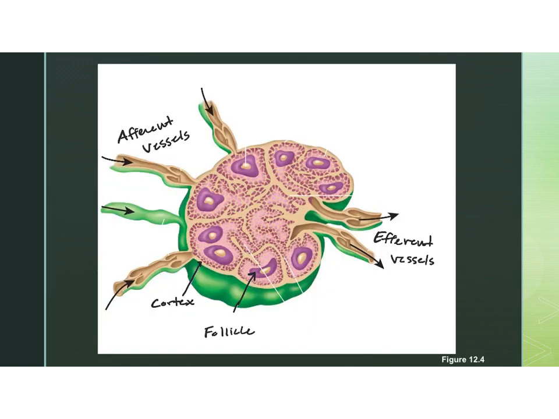So the cortex, again, is that outermost layer, so that's going to be the external surface. And then the follicles are those structures on the inside. And then leading to a lymph node, you have the afferent vessels, so those carry lymph into a lymph node, and then the efferent vessels carry lymph away from a lymph node.